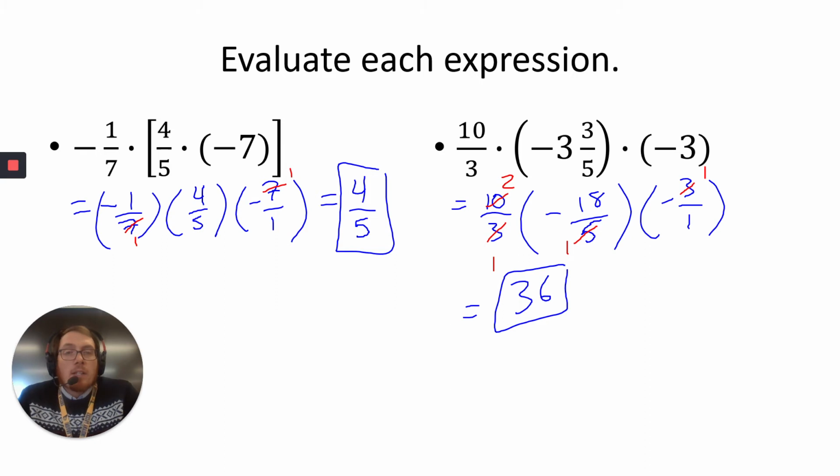On the second one, you have to make negative 3 and 3/5 into an improper fraction, 18/5.